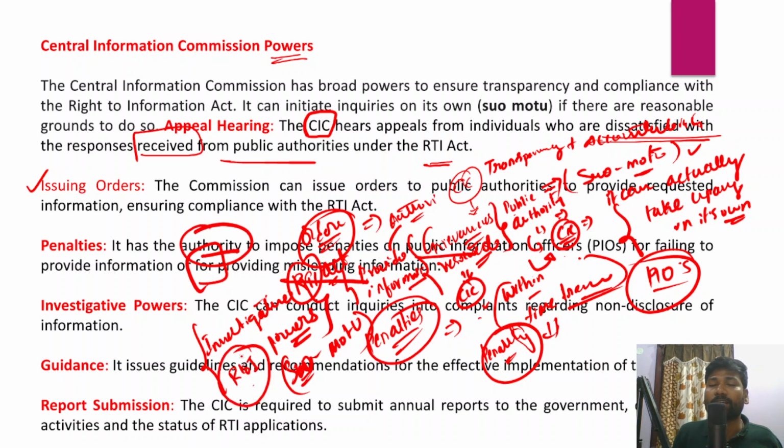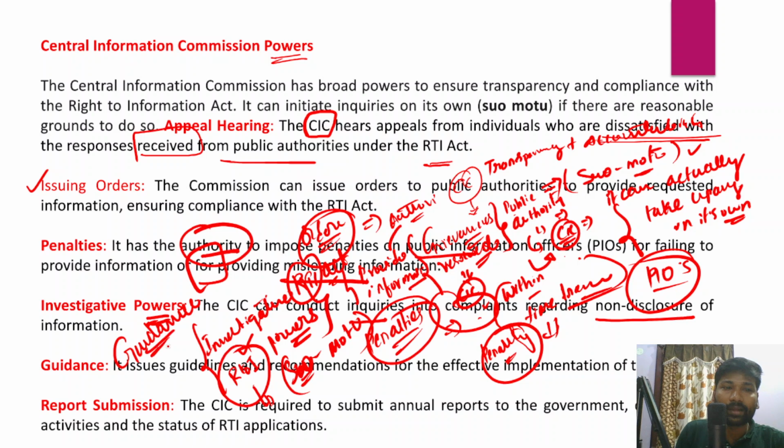So in case any public authority has not been providing information to the citizens as per the provisions of the Right to Information Act. Similarly, it also has powers of investigation, right? It conducts inquiries into complaints regarding the non-disclosure of information. And it also provides the guidance that is required, because it issues guidelines and recommendations for effective implementation of the Right to Information Act.